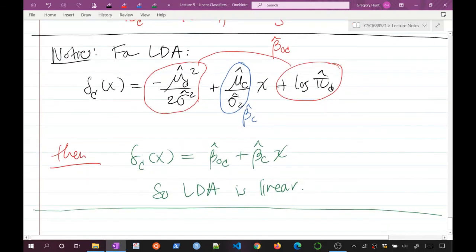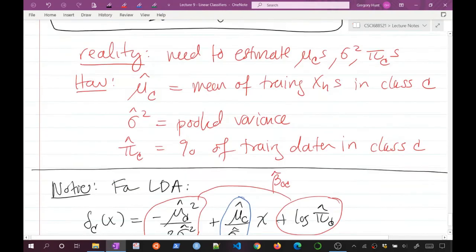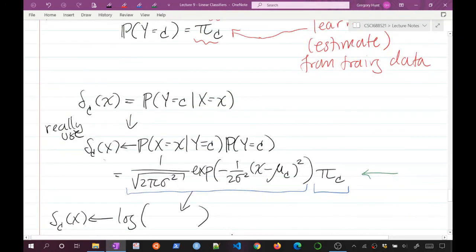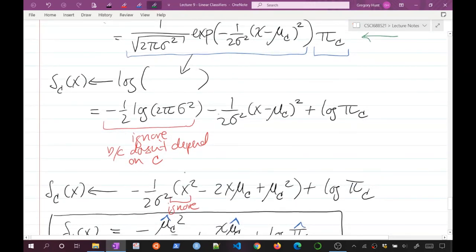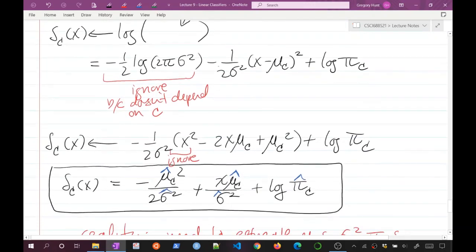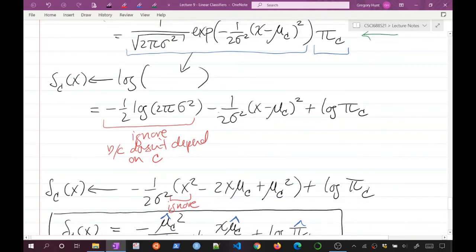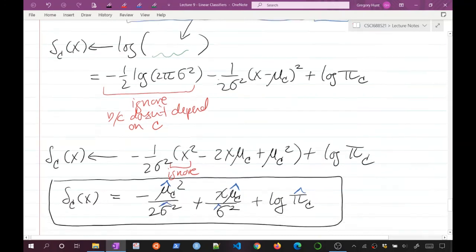And the last point is, we said this thing's linear, and it is. You can rearrange the terms here and write it as some intercept plus some slope times x. That's what all my discriminant functions look like, so it's linear. Notice to get it into this linear form, we had to do some manipulations. Anything that doesn't depend on c, you can basically ignore. And I had to take a log at one point, right? So I used this monotone log transformation, but that's allowed.